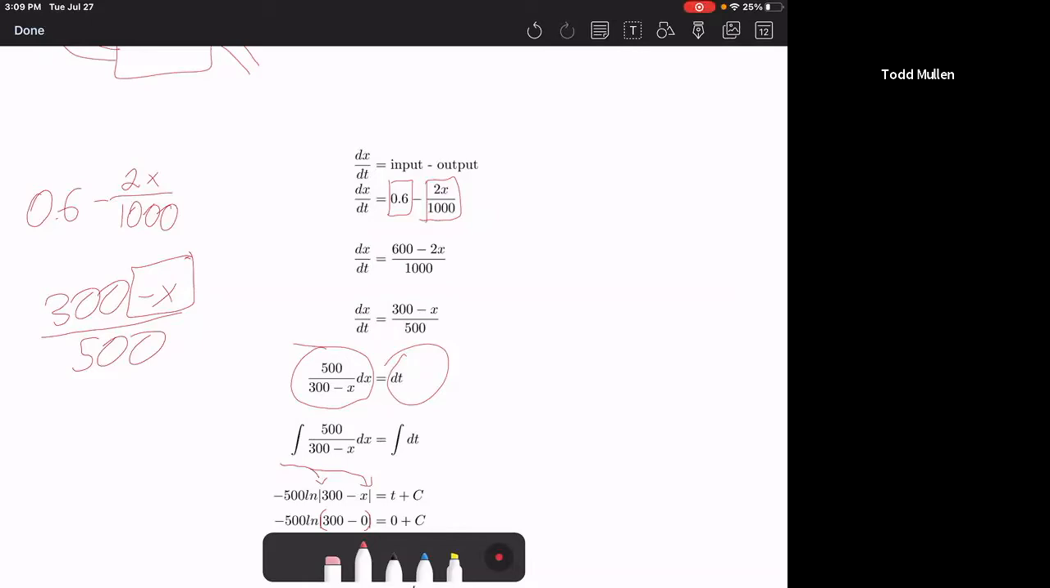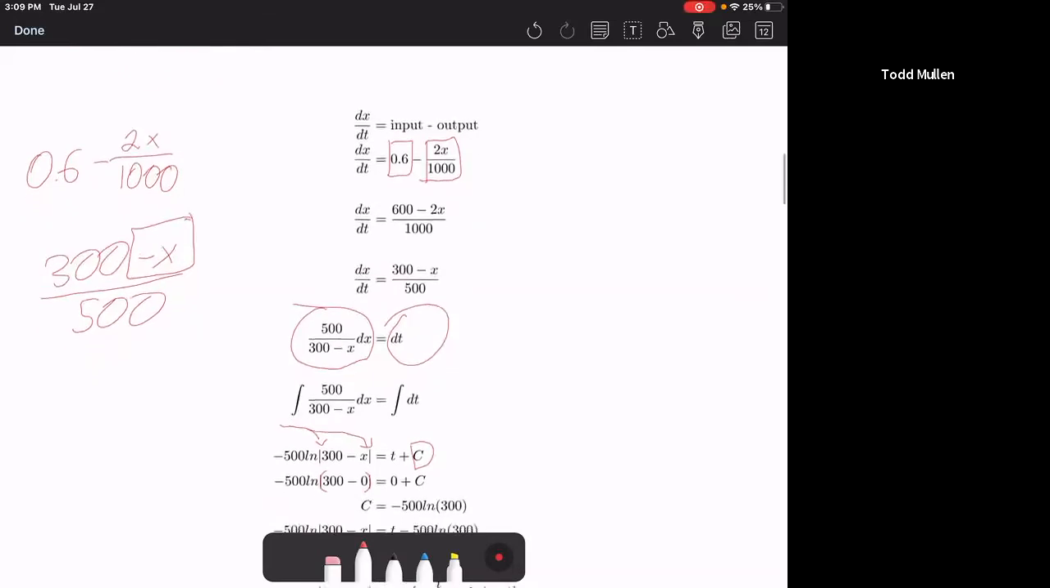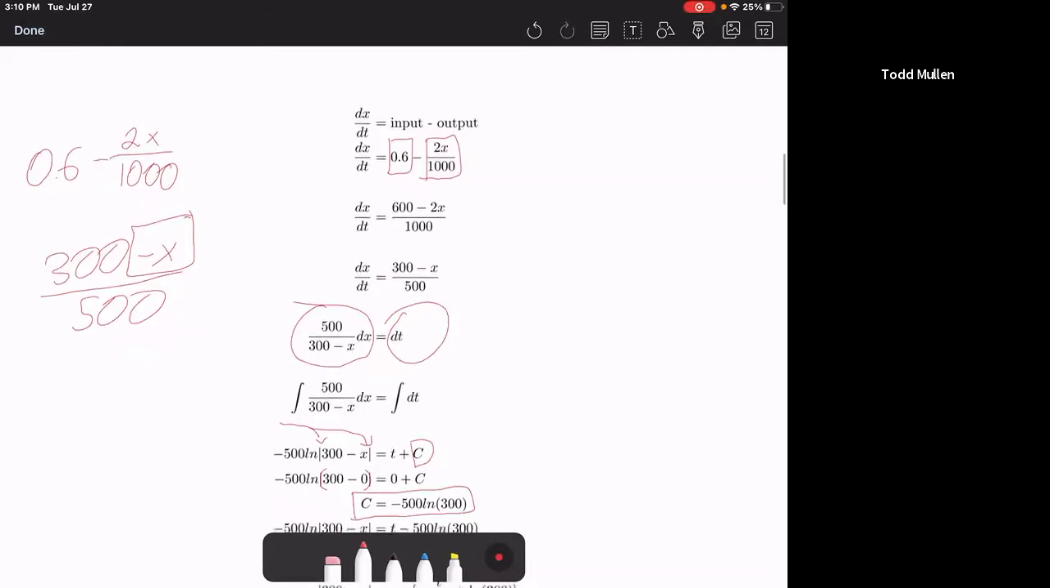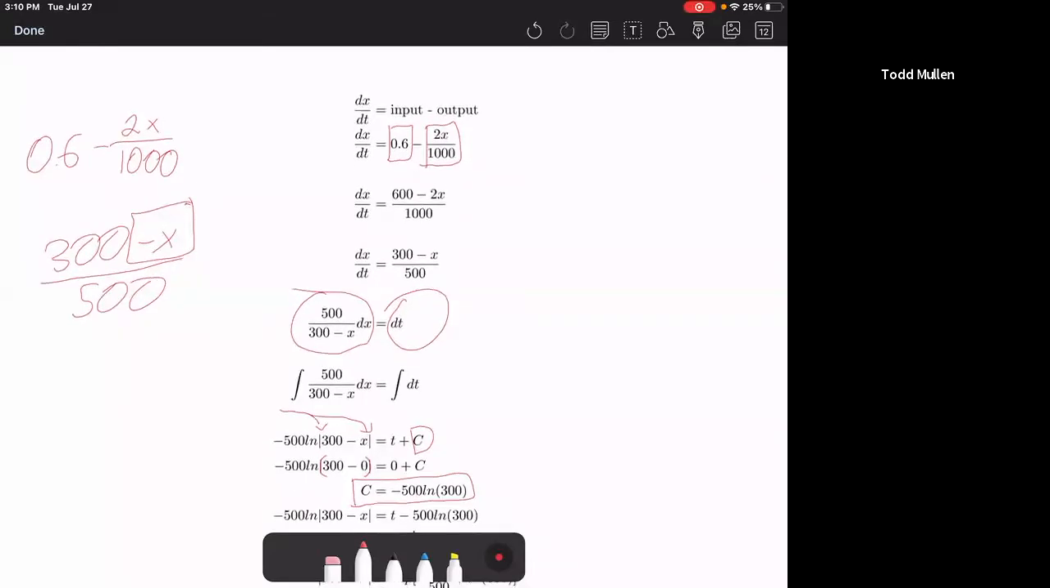Okay, so next we're going to try to figure out what C is equal to. So we are going to enter in our initial value that we knew, which was x of 0 is equal to 0. So we get a value for C. C is equal to negative 500 ln 300. We plug that back in and we get our equation.